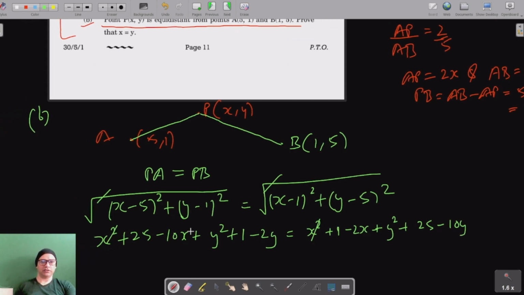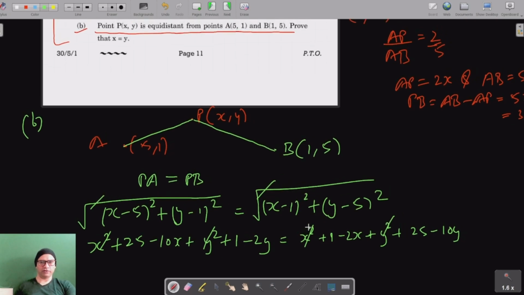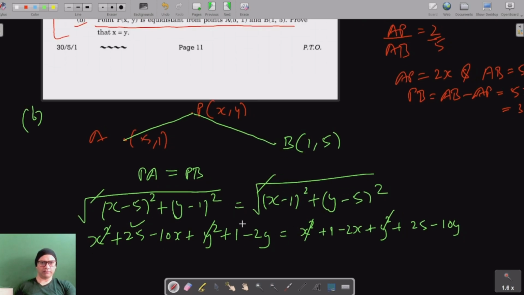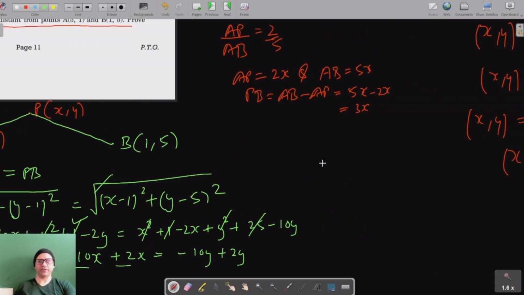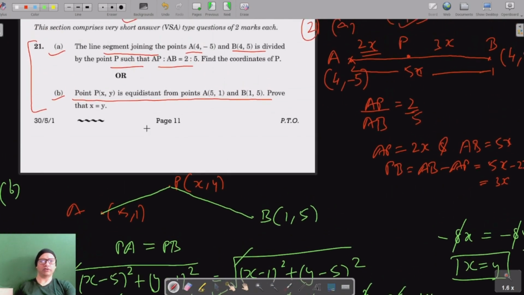Now, these terms can be cancelled out, and we are left with 25 plus 1 is 26. So 1 and 1 and 25 and 25 also get cancelled. So this is minus 10x. And finally, we have minus 10x plus 12x is equal to minus 10y plus 2y. Minus 10x plus 2x is minus 8x is equal to minus 8y. 8 and 8 get cancelled. So x is equal to y. That's what was asked to prove.